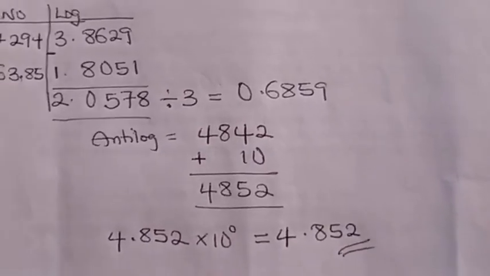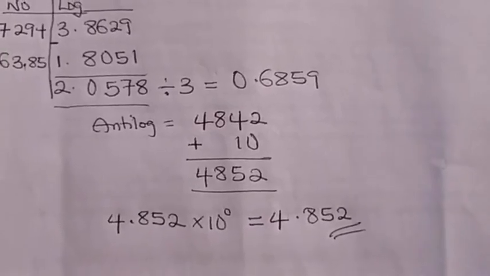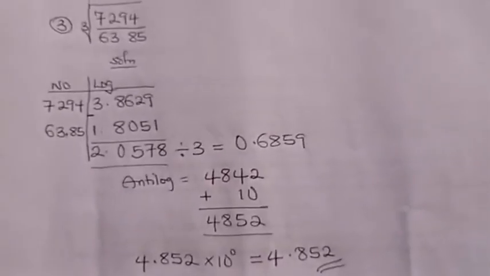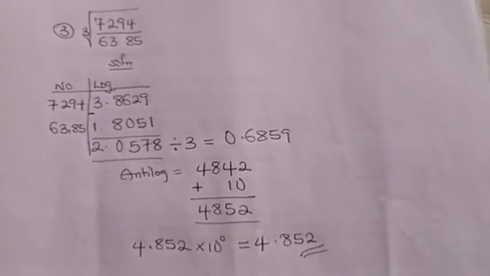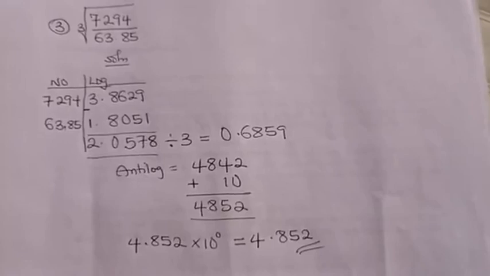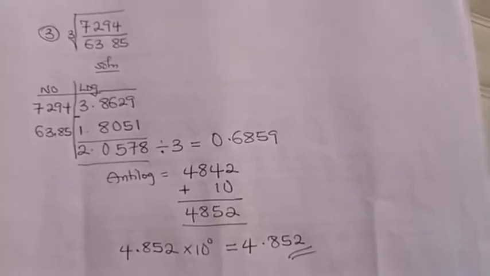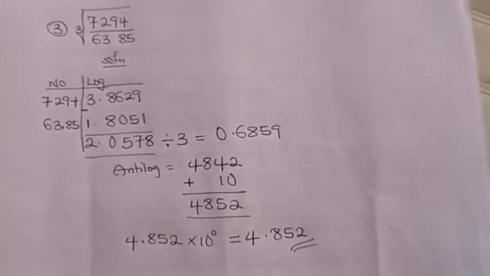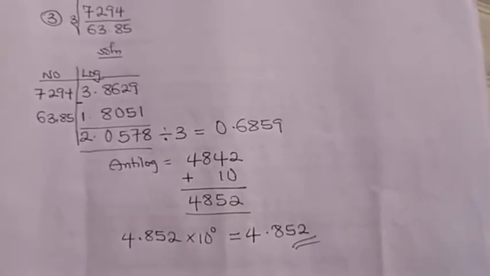4.852. So this is the answer for the third question, in which we were asked to evaluate using logarithm table the cube root of 7,294 over 63.85.